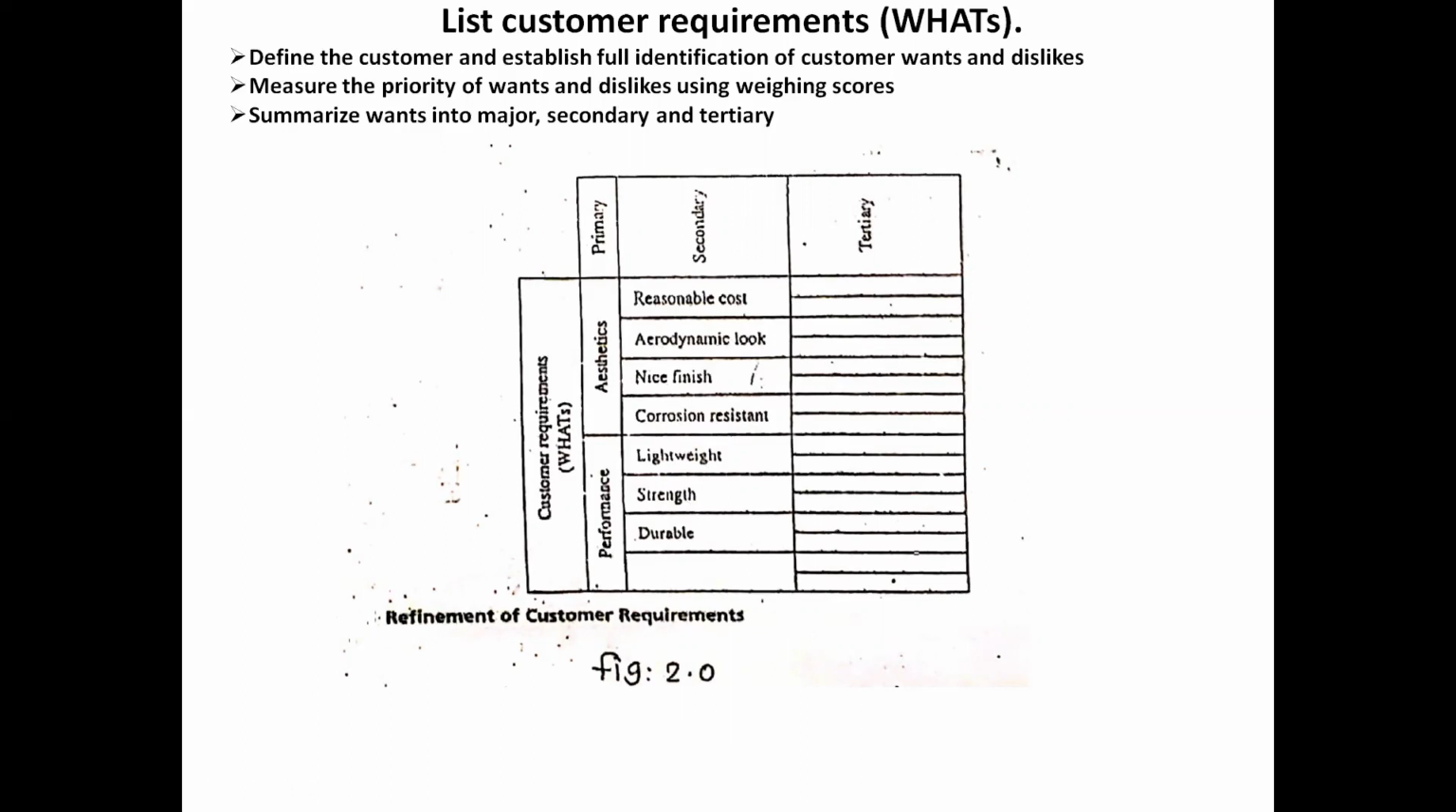As a mountain bike cycle, what are the customer requirements? On the aesthetic side, they need reasonable cost, aerodynamic look, nice finish, and corrosion resistance. On the performance side, it should be lightweight, strong, and durable. This is the first step.